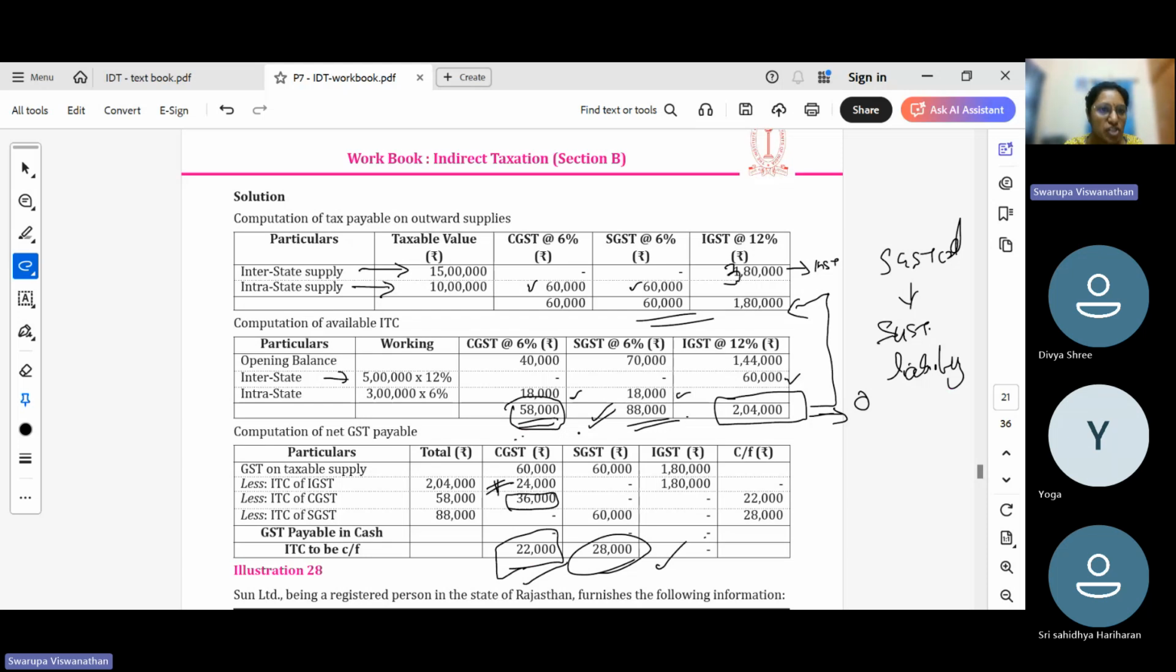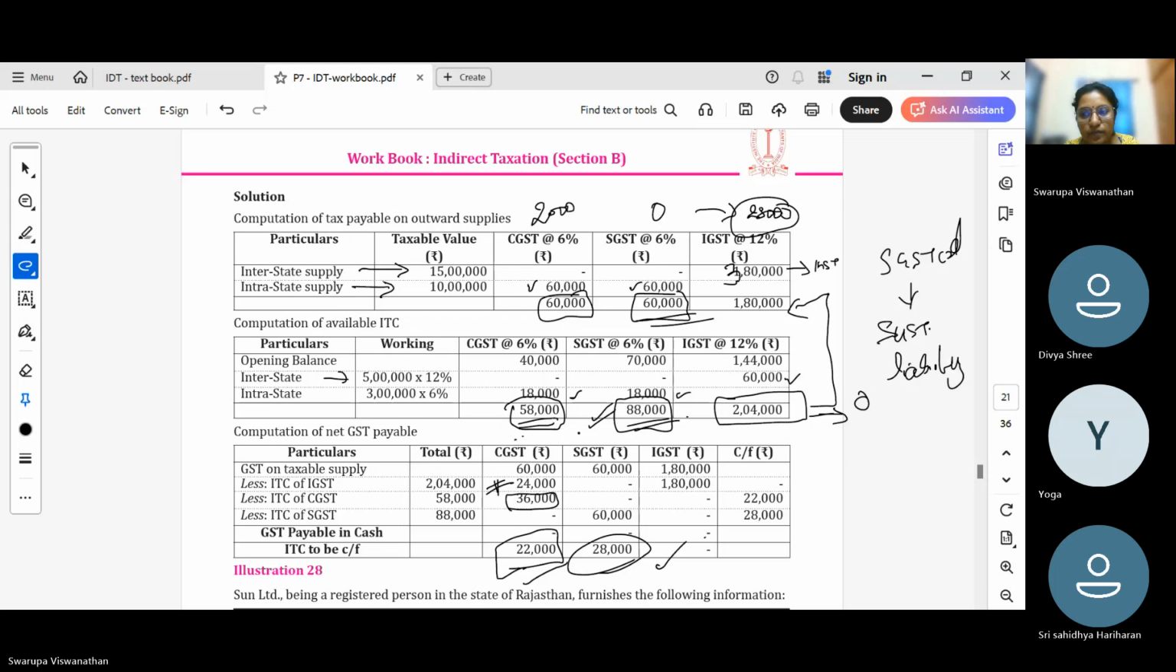Still we will have a payable in IGST. Okay. So what I will do? This 58,000 I will adjust against 60,000. Here 2,000 rupees becomes payable. This 88,000 I will adjust against 60,000. SGST liability is made 0. Here 2,000 rupees will become payable. Now here I'll have a balance payable. Here I'll have an ITC of 28,000 excess because 88,000 is my ITC, 60,000 is my liability. So 28,000 balance is there in my ITC. That 28,000 now we can adjust against IGST.